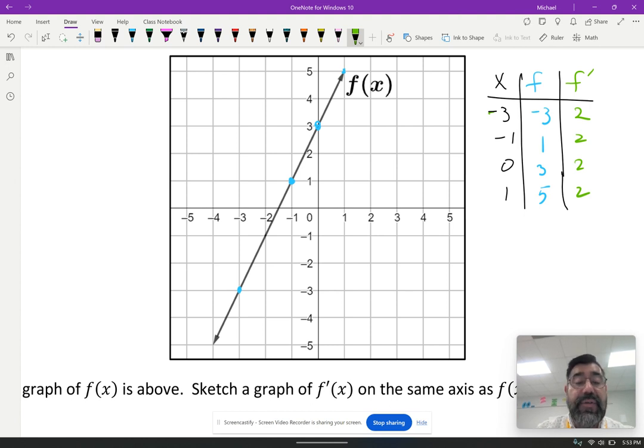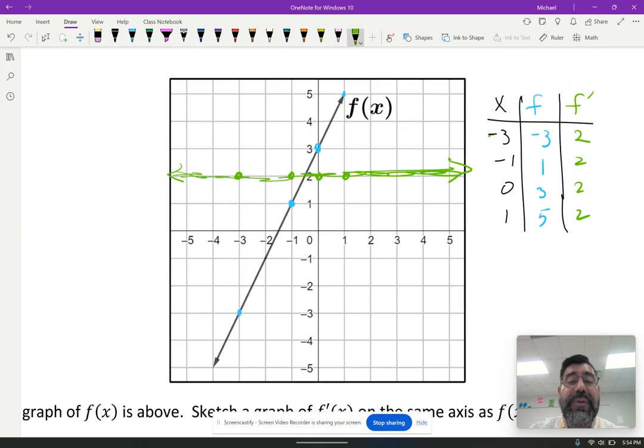At x equals -3, the slope is 2. At x equals -1, the slope is 2. At x equals 0, the slope is 2. At x equals 1, the slope is 2. So therefore, my derivative function is just a horizontal line. Why? Because the rate of change or the slope of this function never changes. It's always the same. So therefore, my graph is just a constant function because it's a constant slope.